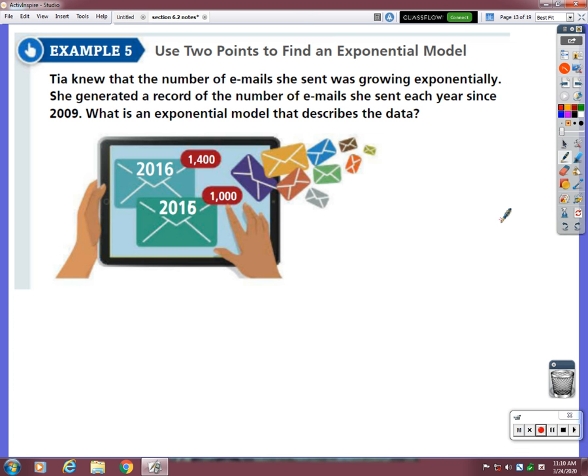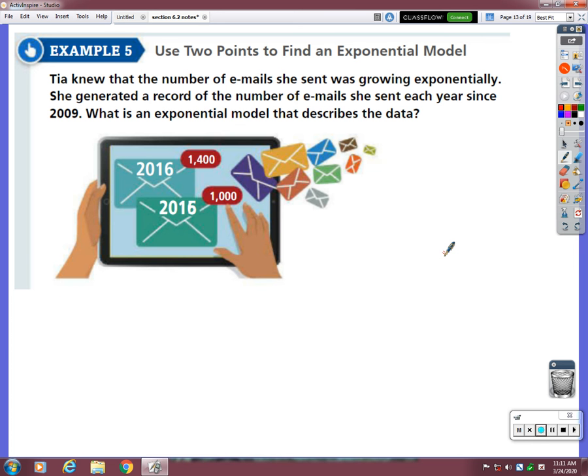We don't have much to do here to finish up this section. We're just going to do a quick example of how to find an exponential model if you have a couple of points. Then I have a short assignment for you to work on if you want to practice this skill.